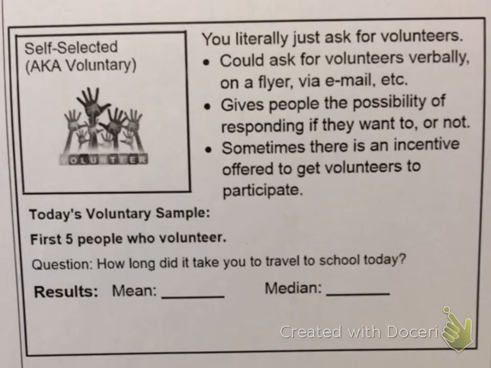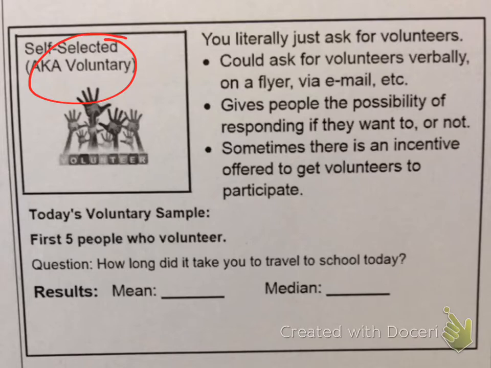The next kind is called self-selected, or voluntary, and that's exactly what it sounds like. You literally just ask for volunteers. You could ask for volunteers verbally, on a flyer, via email, and so on. It gives people the possibility of responding if they want to, and if they don't want to, they don't have to. Sometimes there's an incentive offered to get volunteers to participate.